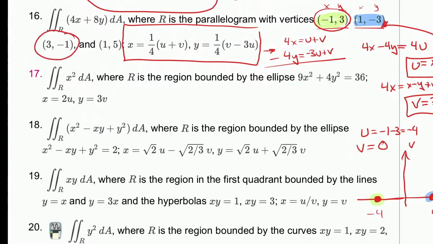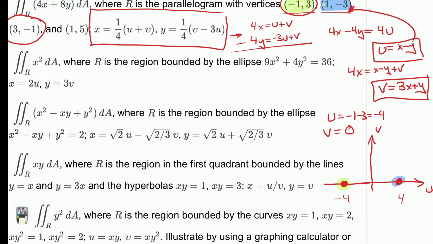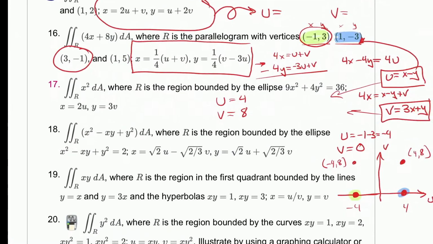I guess since I've already done this one, I might as well do that one. 3 and negative 1. When x is 3, y is negative 1, plug those into here, and you get u is equal to 4, and v is equal to 3 times 3 minus 1, which is 8. So that's up here. That's 4, 8. And I'm guessing that the other one is going to become negative 4, 8. I better double check though. 1, 5. When x is 1 and y is 5, yes, u is negative 4 and v is 8. So you end up with this nice rectangular region.